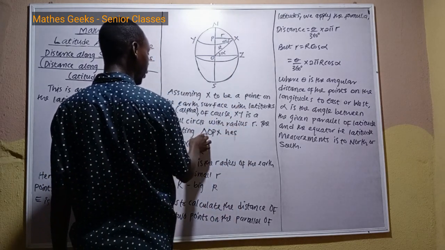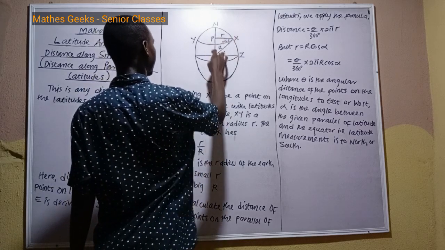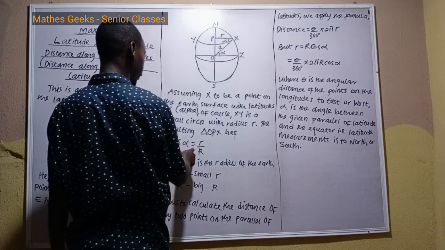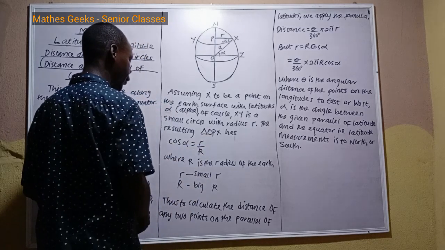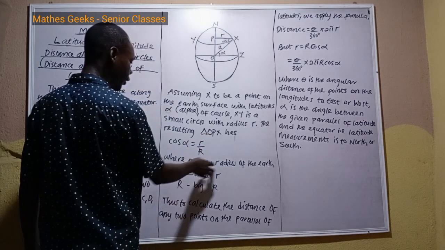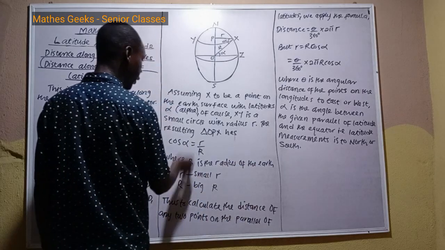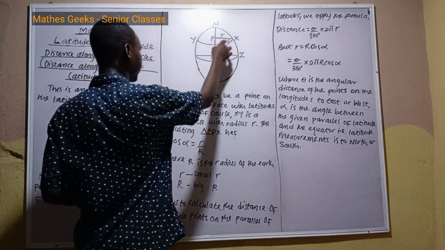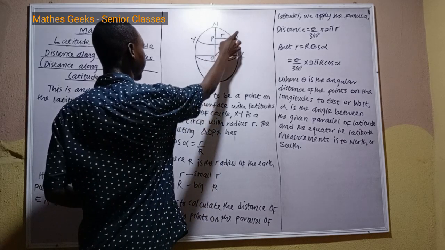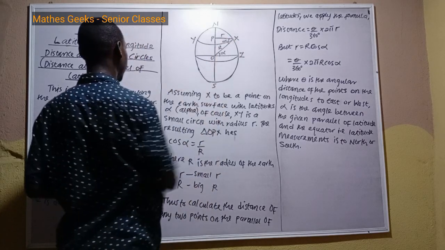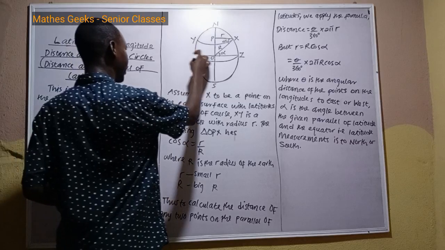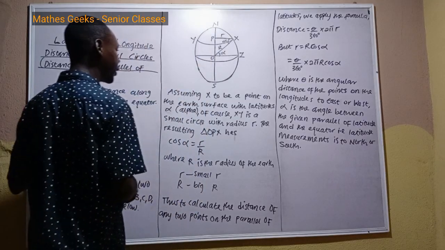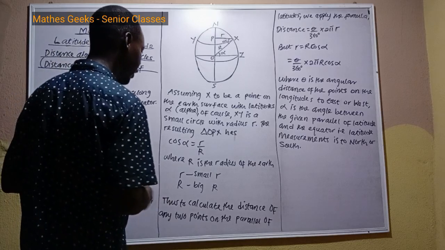The resulting triangle OPX has cos alpha equal to r over the big R, where big R is the radius of the Earth, and the small r is the radius of the small circle. You know that OX is the radius of the Earth, because any distance along the equator is a great circle. So both the great circle and the small circle are related.